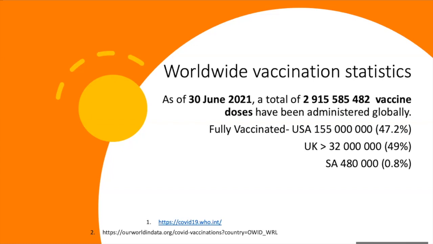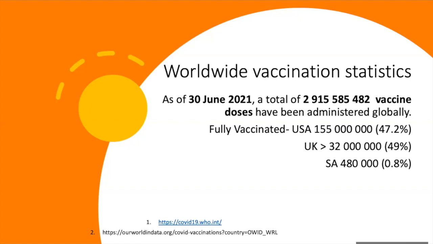What's interesting to note is that in the US, they've fully vaccinated 155 million people, which means 2 doses. So they've vaccinated South Africa 3 times, basically, and that's only just under 50% of their population. They started vaccinating early this year, and they've already done half their population, and half their population is 3 times the size of ours.